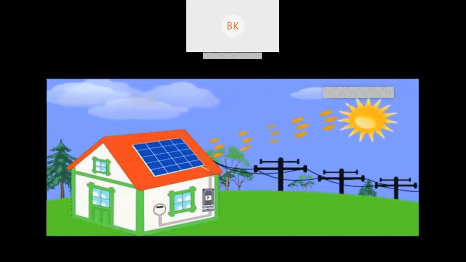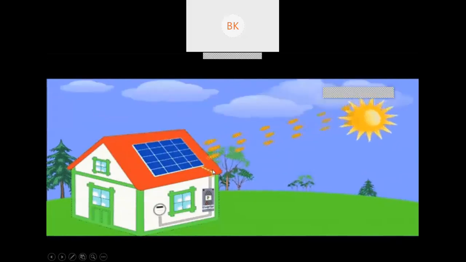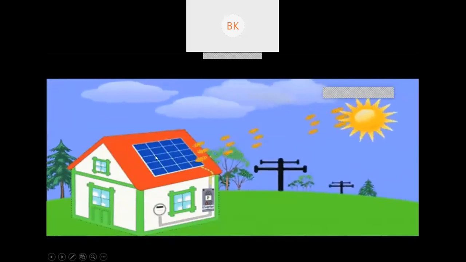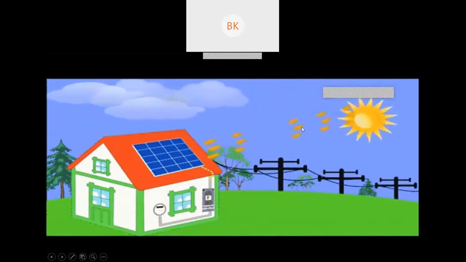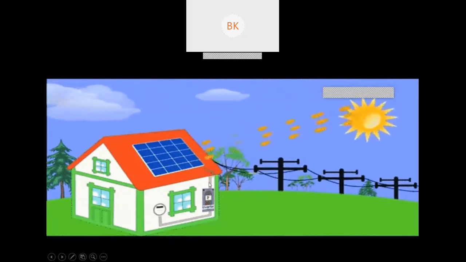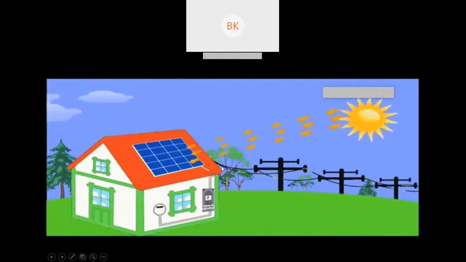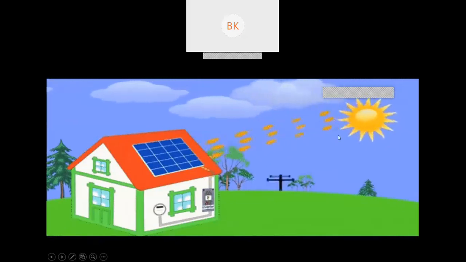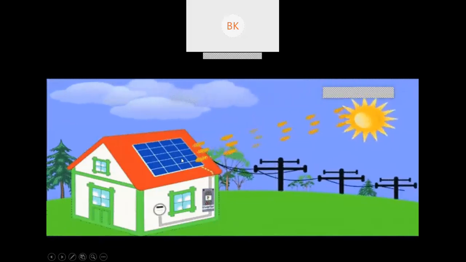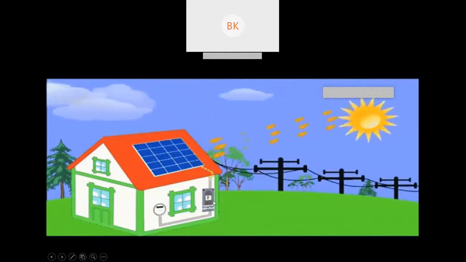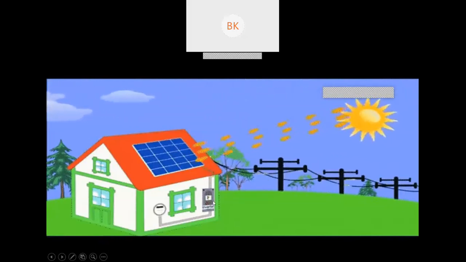The solar panel which is installed on your roof over there will be collecting all the energies, and that is converted into electrical energy. So this is one form of energy, that is your solar energy, that is converted into electrical energy. Okay, so that is an example of energy conversion.